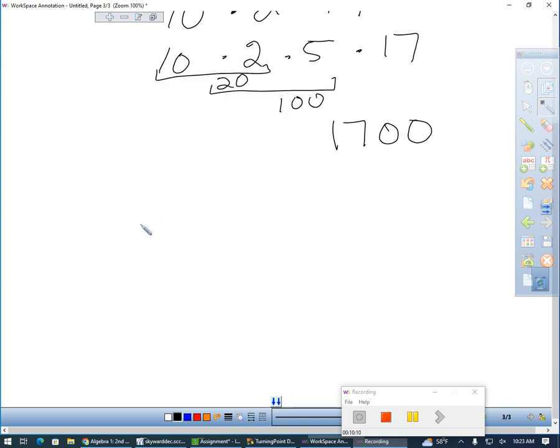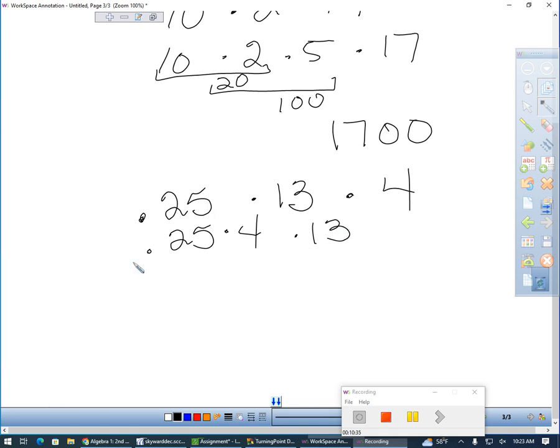Let's try another one. What if I had 0.25 times 13 times 4? Very good. 0.25 times 4 times 13. 0.25 times 4 is what? 1. 1 times 13 is? 13. Very good. So are these hard? Of course not. I just need to know what you are thinking. Okay?